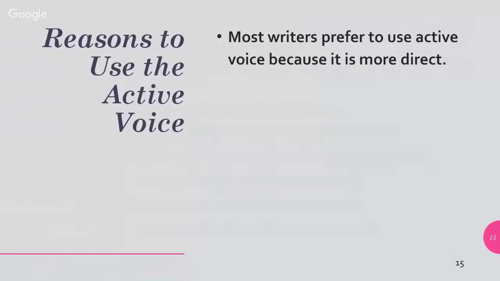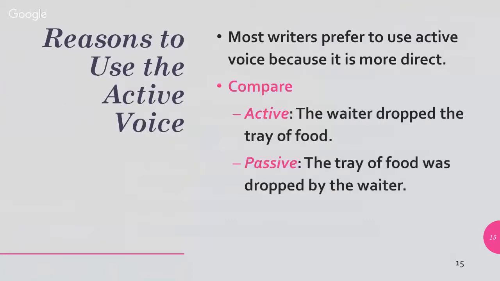It's preferred to use active voice because it is more direct. Compare. The waiter dropped the tray of food. The tray of food was dropped by the waiter. So to compare these two sentences, when you use the active voice, it is more direct, whereas the passive is more hesitant, more like beating around the bush. You don't want to come to the point immediately.